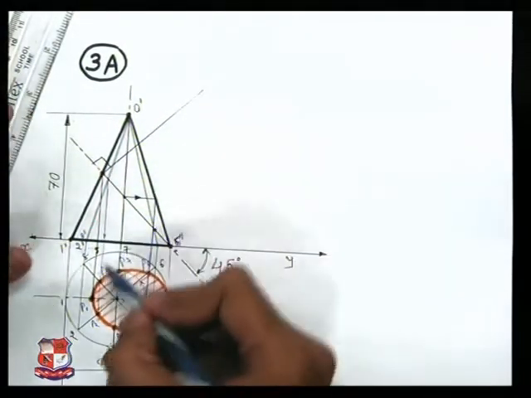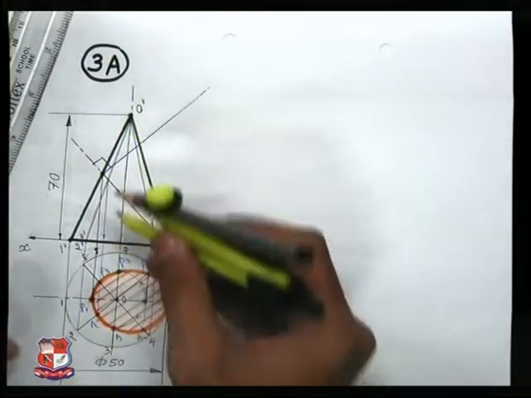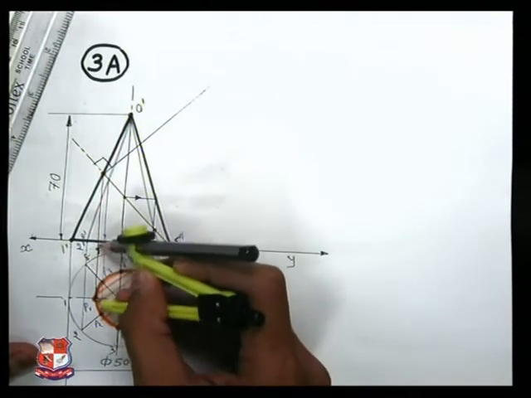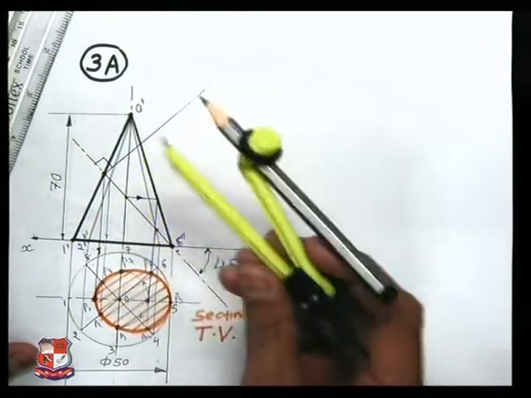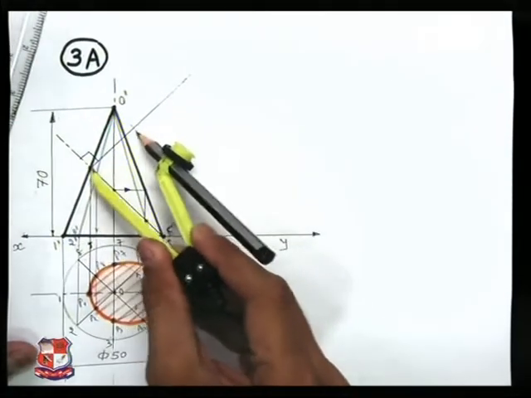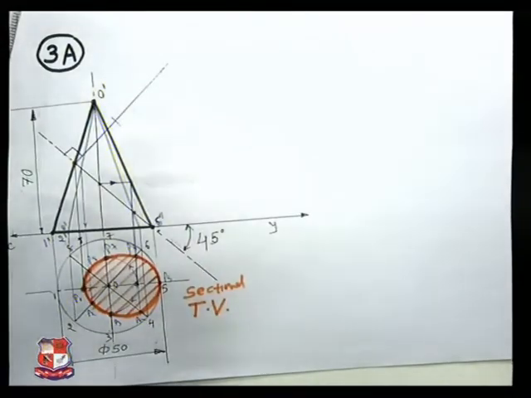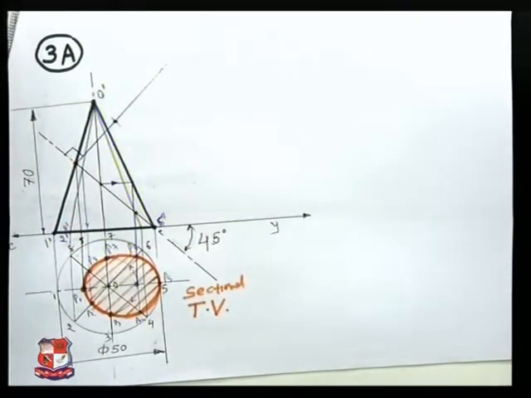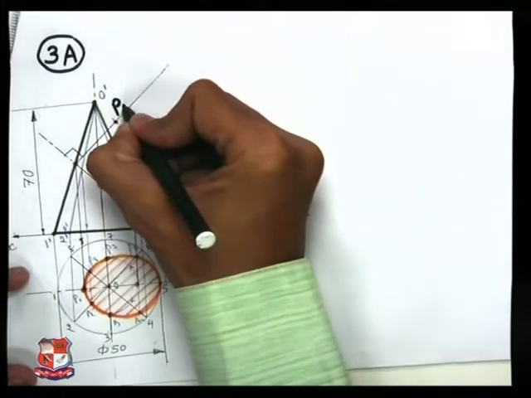Now measure the distance from the top view. This one, from this point, here is the P1 point. So find the distance from the XY line to the P1 point. Measure this distance like this, put it over here and cut the point on this side. So this distance is here, and here is our first point, point number P1.